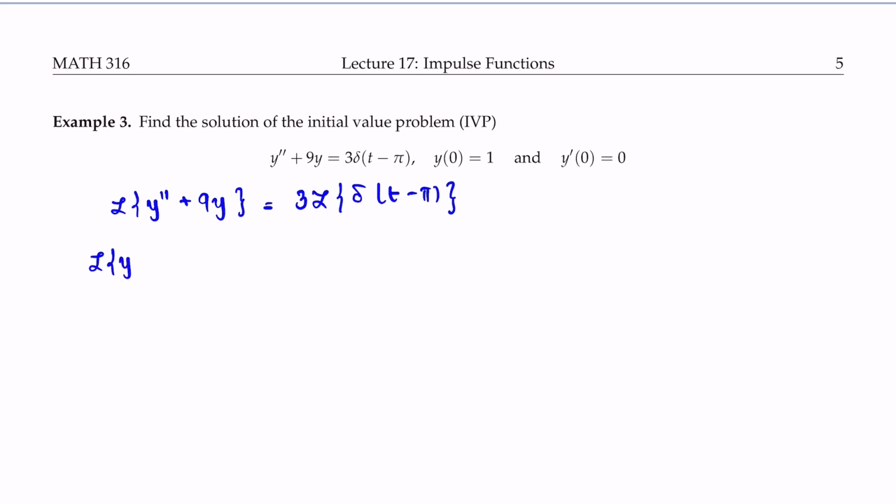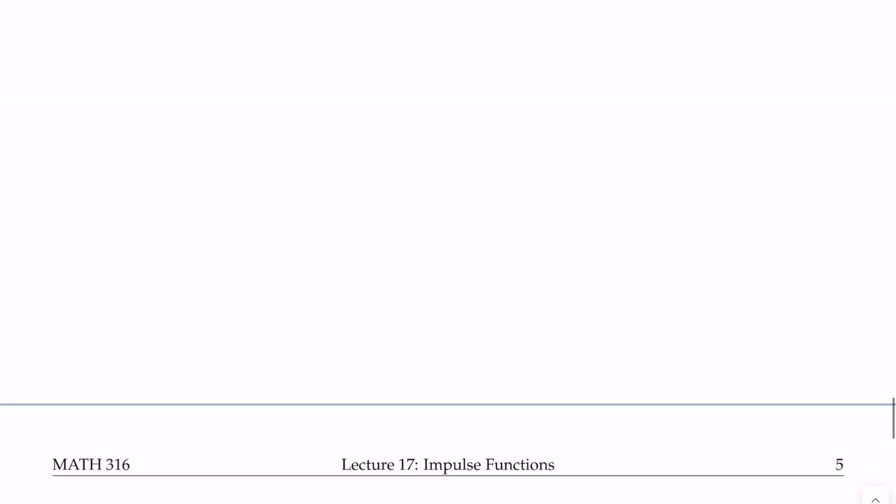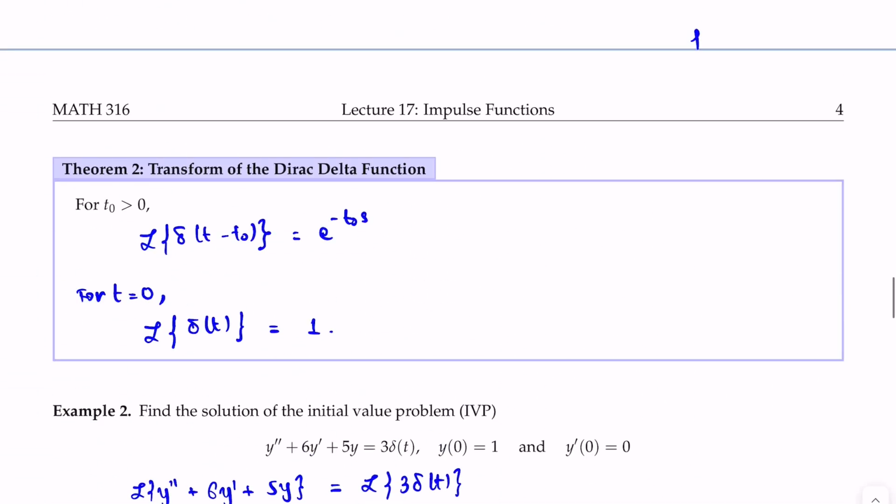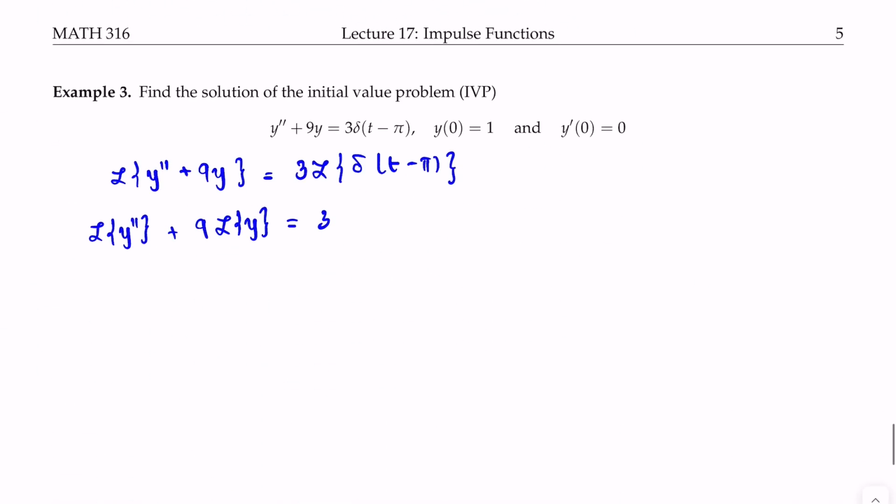So you have the Laplace transform of y double prime plus 9 times the Laplace transform of y. On the right-hand side, you have the Laplace transform of delta of t minus pi. So you go to the Laplace transform table, you go to this formula right here. The Laplace transform of delta gives you e to the negative t0 times s, where t0 in this case is equal to pi. So go back here, you have e to the negative pi s.